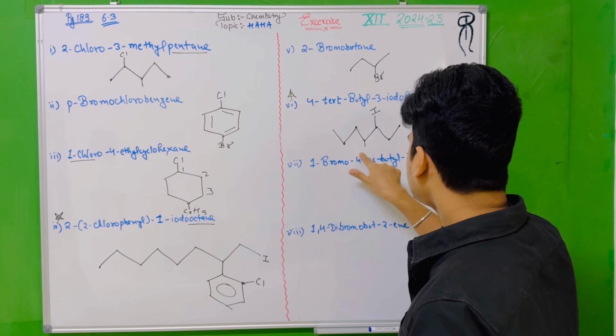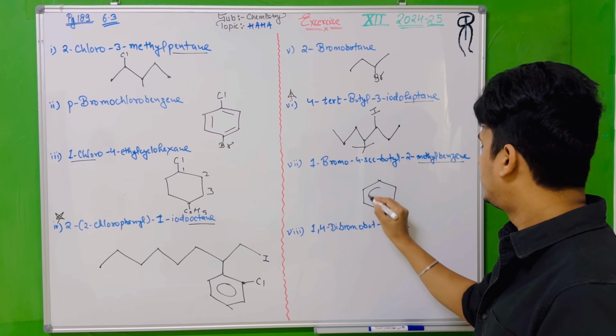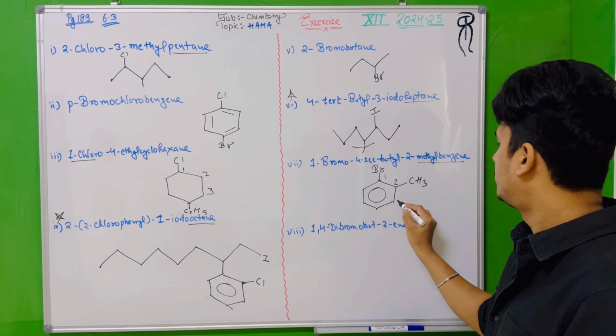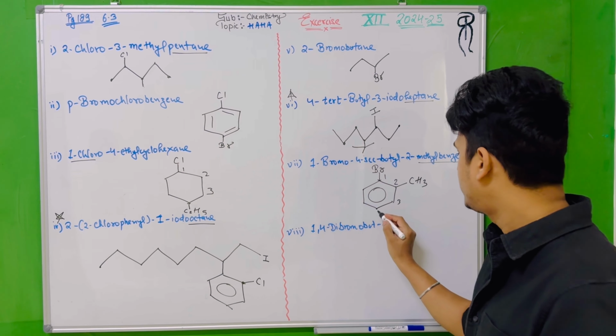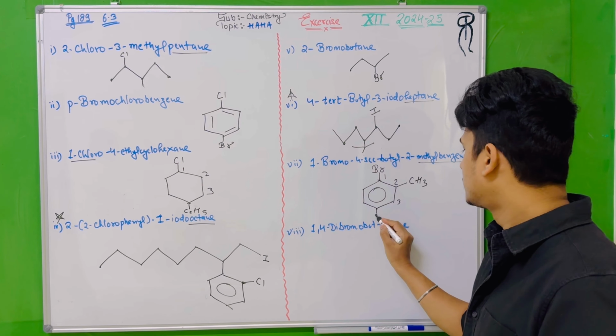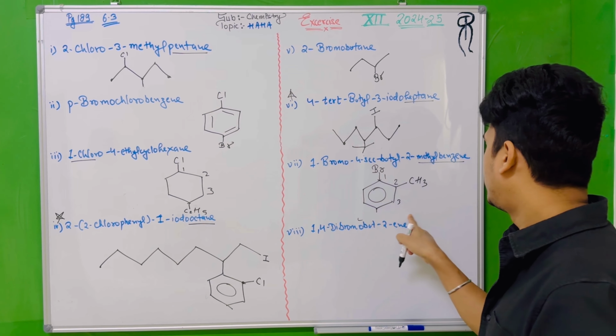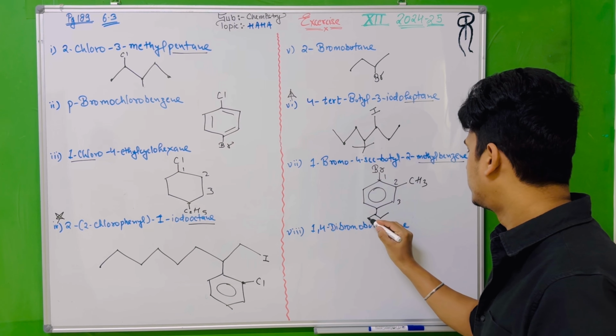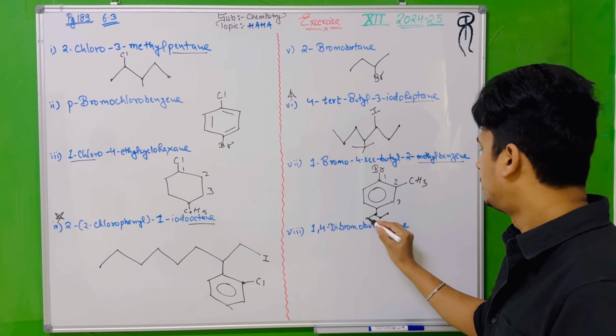This also is correct. Next, 1-bromo-4-secondary butyl-2-methyl benzene. So 2-methyl benzene first. This is your benzene. At the second position there is a methyl group. At the first position there is bromine. And the fourth position, that is 1, 2, 3, 4, here there is secondary butyl. What is secondary butyl? A second degree carbon is attached here. So what you can draw here is a bond line like this: 1, 2, 3, 4. This is your 1-bromo-4-secondary butyl. So quick answers we are getting.